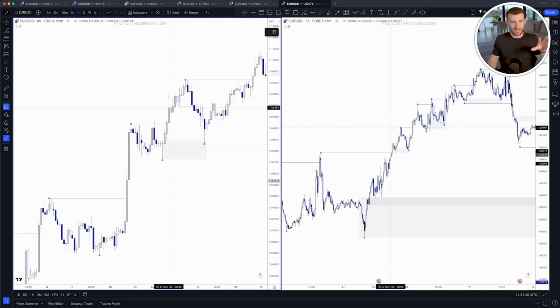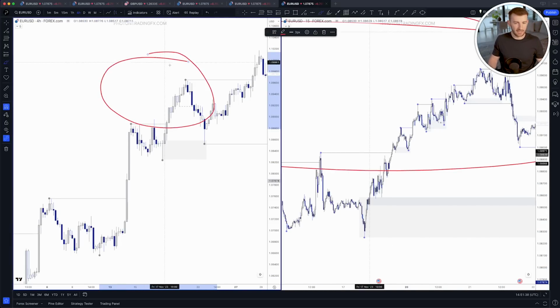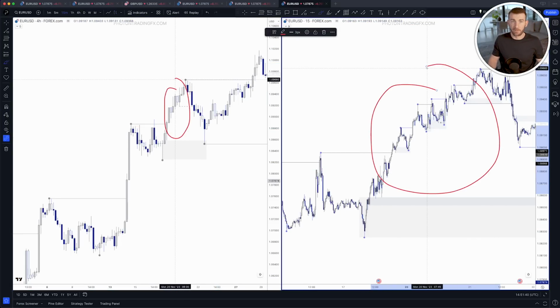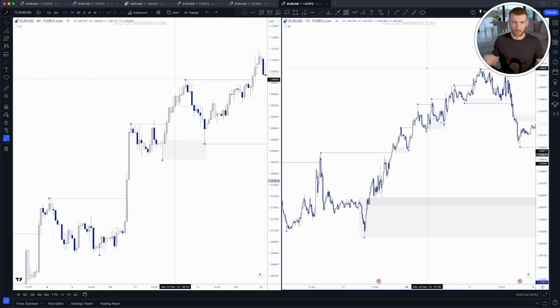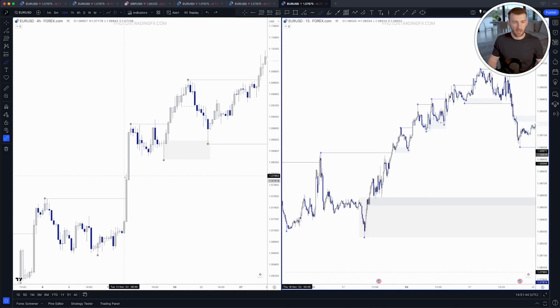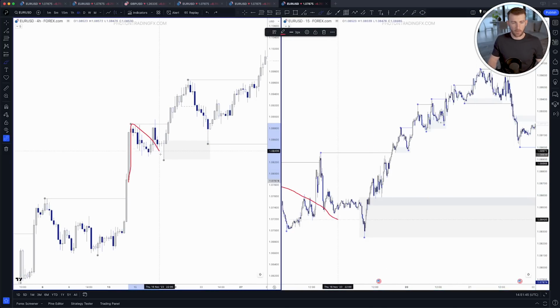So here on the left-hand side, we have the 4 hour price action, and here on the right, we have the M15 price action, okay? So let's go through this, right? 4 hour structure here, we get a 4 hour pullback, and then we get a 4 hour break of structure to the upside. After a 4 hour BOS, what do we expect? We expect a 4 hour swing pullback, okay?